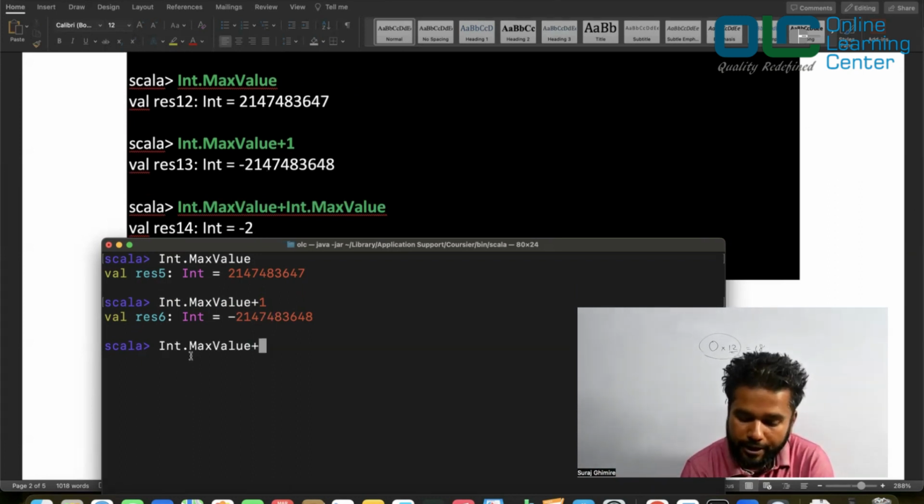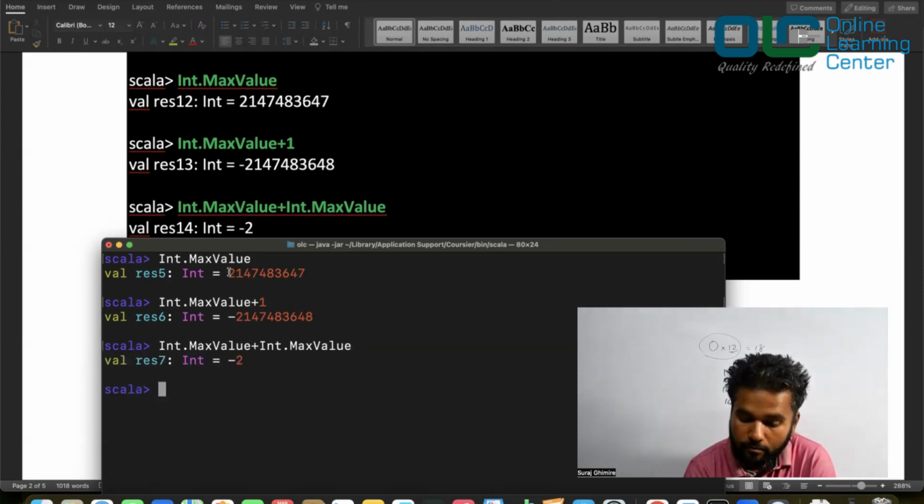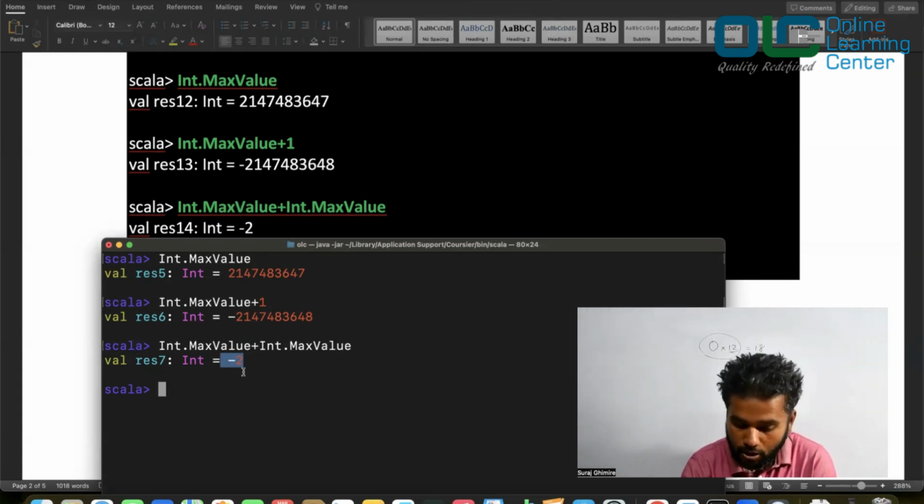What if I do Integer dot MAX_VALUE plus Integer dot MAX_VALUE? That means you are trying to add two big numbers. You're trying to add this number plus another big number. So ultimately it gave me minus 2. Why? Remember that formula, modulo formula? The same formula is applicable here also. The only difference is the range, right? So it goes through that cycle, it goes through that formula and it gives you minus 2.